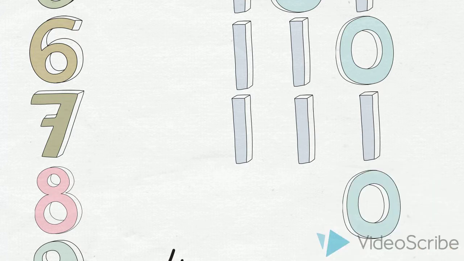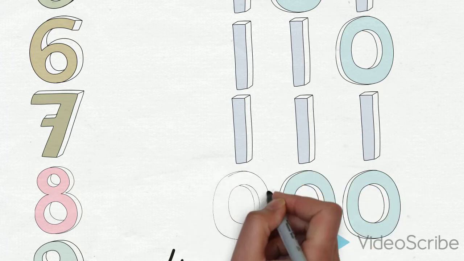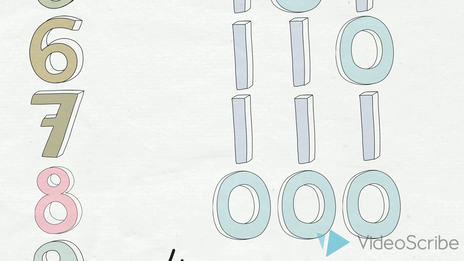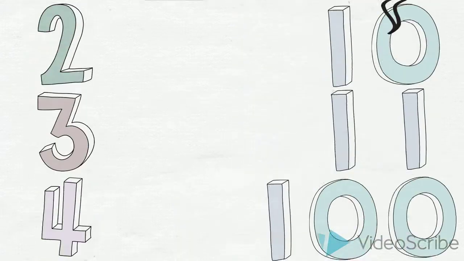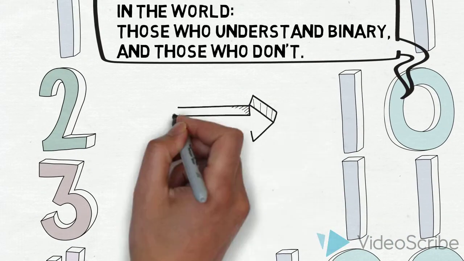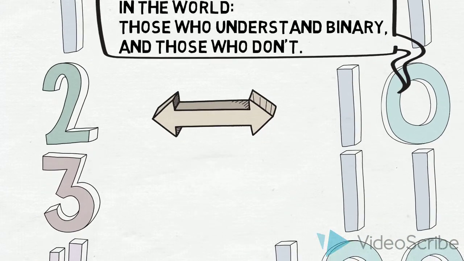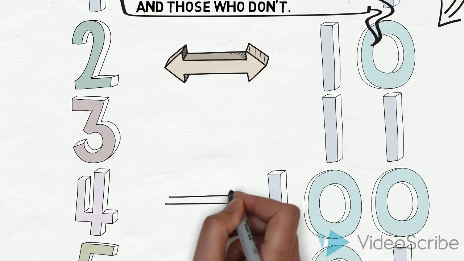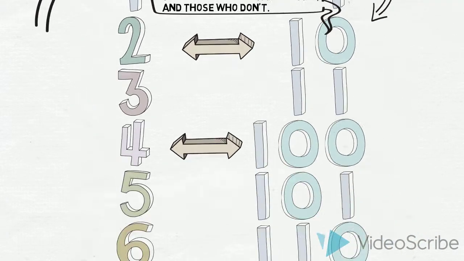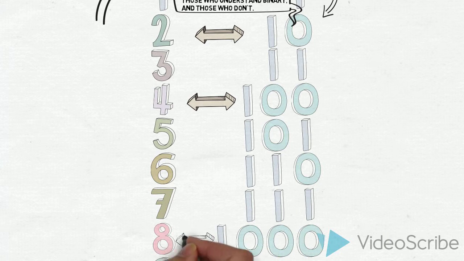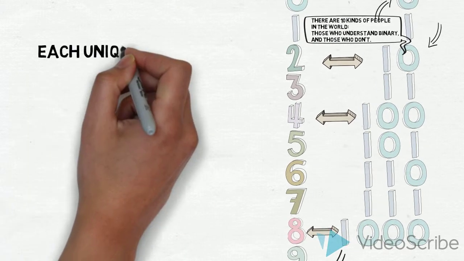8. Oh, the long number. 1 plus 1 equals 0. Carry the 1. 1 plus 1 equals 0. Carry the 1. 1 plus 1 equals 0. Carry the 1. 1 plus the invisible 0 equals 1. Awesome, we're set. So what you can see is that 2 equals 1, 0, 4 equals 1, 0, 0, 8 equals 1, 0, 0, 0.